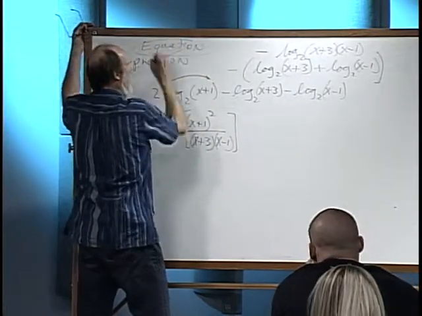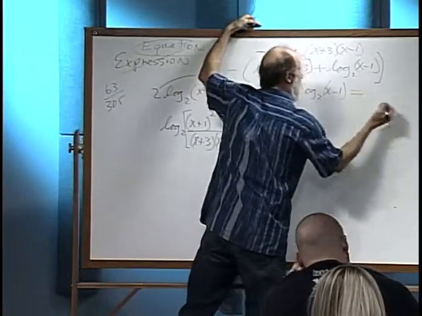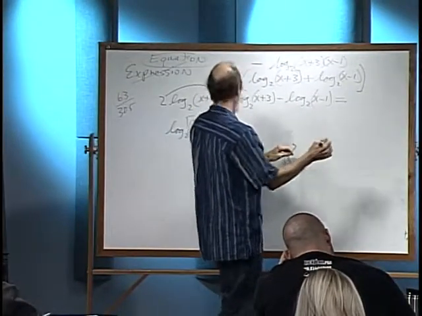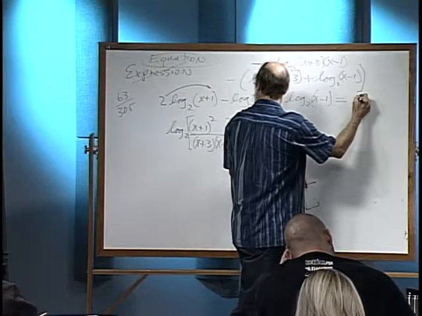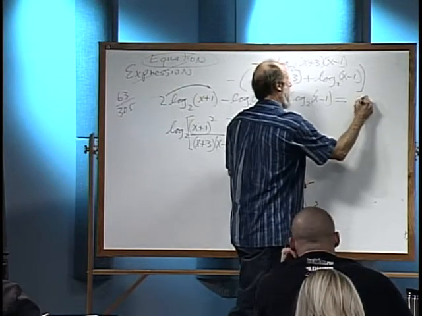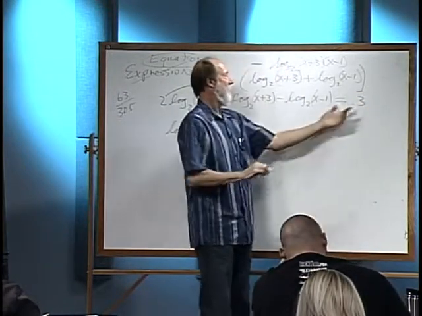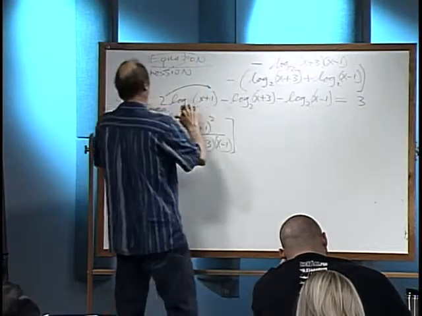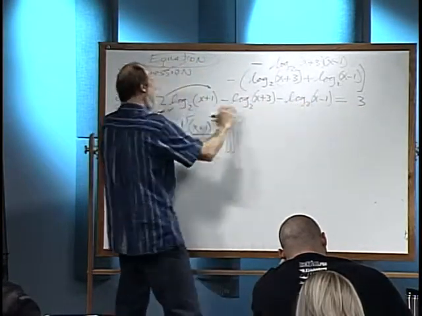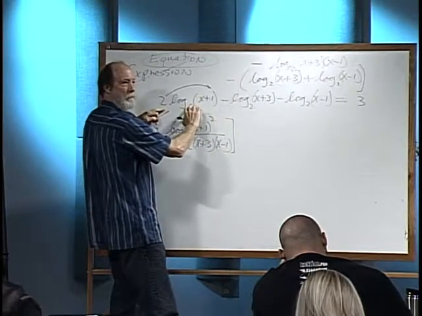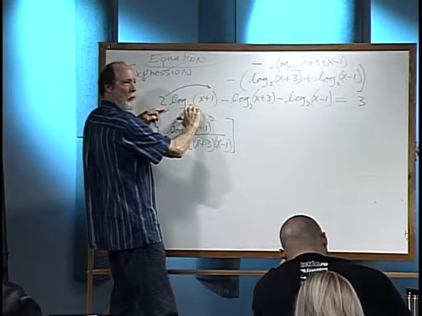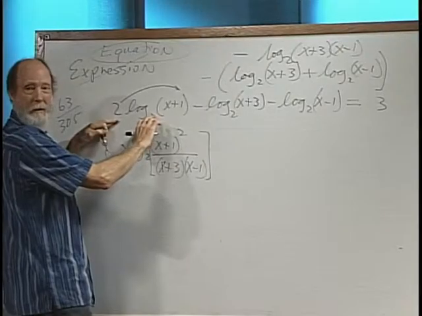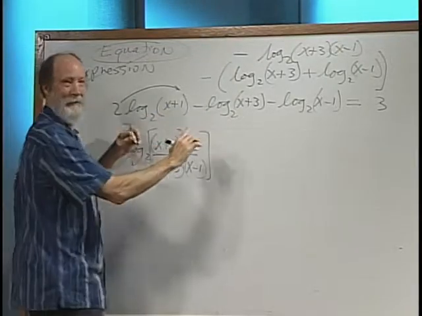Okay, so we now have a complete sentence here, equals, and let's make this equal to 3. Make it simple. So we have a complete sentence. So here is the equation. What are we trying to solve for? X. Yeah, very good.